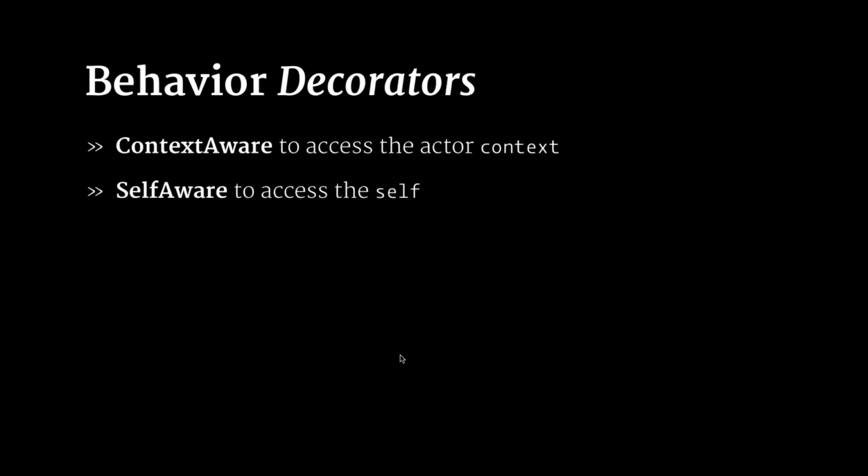Context-aware, which allows me to access the actor context, so that I can get system and all those things that I can get to through the context. And I also have a decorator called self-aware that allows me to access the self, because I might need that actor ref to either send a message to myself or to put that in a message again as a reply address. So those are my behavior decorators, and I'll show you an example of using one of those in our next code sample.